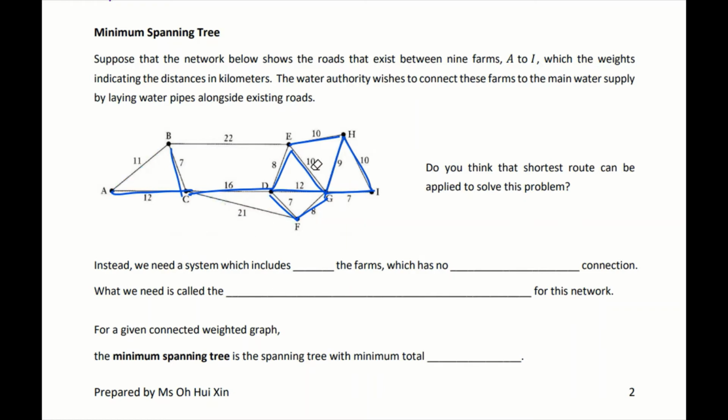So I can remove this, I can remove this, I can remove this, and I can remove this, and that's the last one. Then I realize that this route can actually allow me to go through every place, and I do not have any unnecessary connection. Which means that the water is able to transfer to every location here by using this spanning tree. So in this case, what we need is a system that includes all the farms, which has no unnecessary connection.